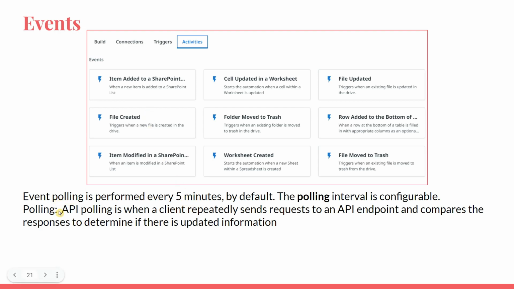So polling, just understand what polling means. If I'm using an event trigger, for example, file created, then every 5 minutes it is going to check whether a file got created or not. That is called the polling interval.